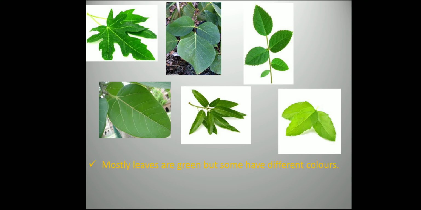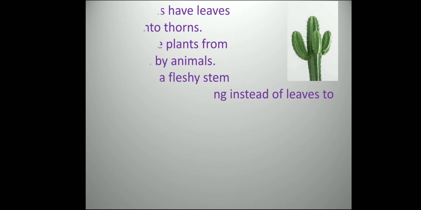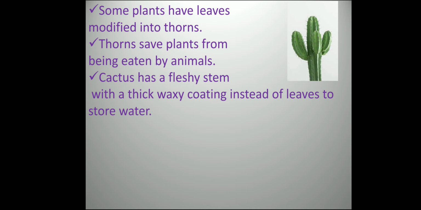Mostly leaves are green but some have different colors. Leaves of the maple tree are orange while those of crotons are yellow and red. This is the picture of cacti. Some plants have leaves modified into thorns. Thorns save plants from being eaten by animals. Cactus has a fleshy stem with a thick waxy coating instead of leaves to store the water.